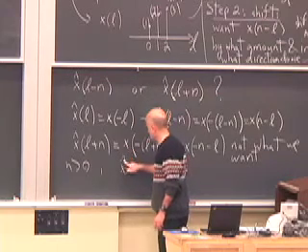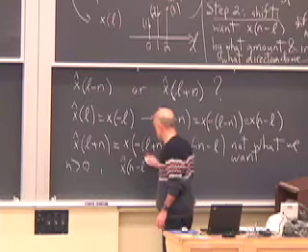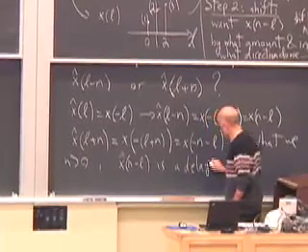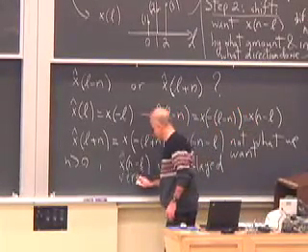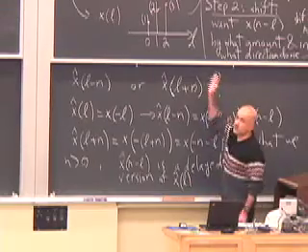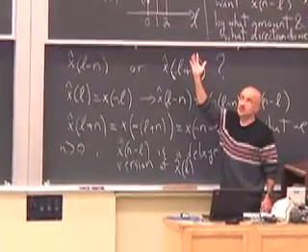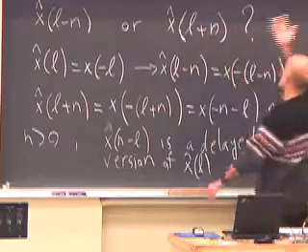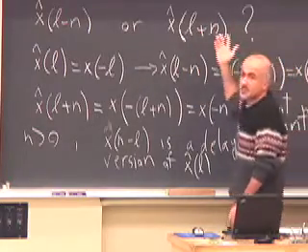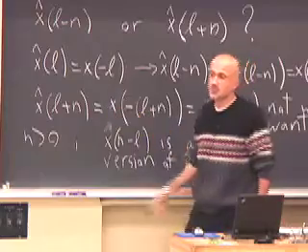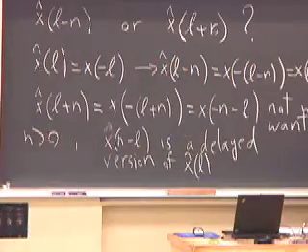So for n greater than 0, x of n minus L is a delayed version of x hat. In other words, you flipped x to create x hat, and now you delay it. You shift it to the right. So when n is positive, after you flip, you shift to the right. When n is negative, after you flip, you shift to the left. It's the opposite of what you would normally do with a signal, and that's because of the flipping of the time axis.